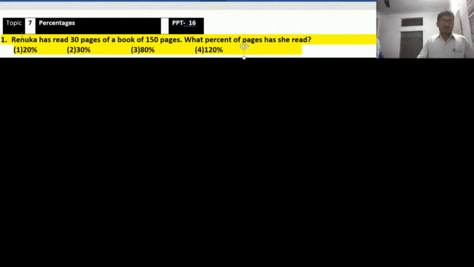Children, now I am going to explain topic 7, percentages, PPT 16. First question. Renuka has read 30 pages of a book of 150 pages. What percent of pages has she read?